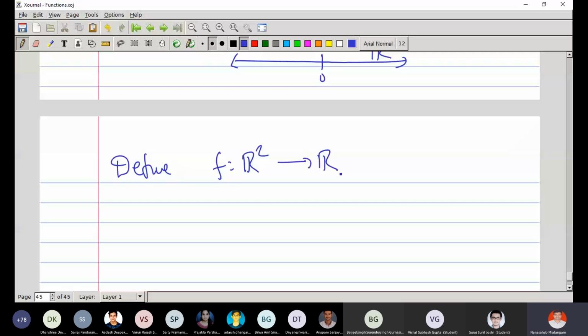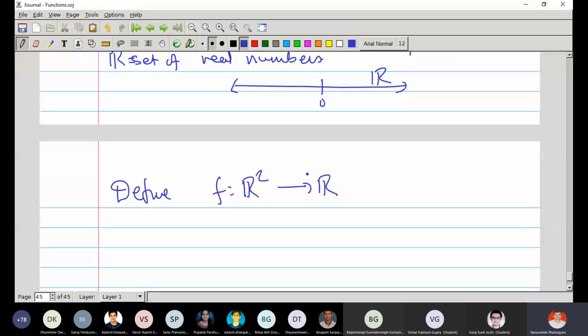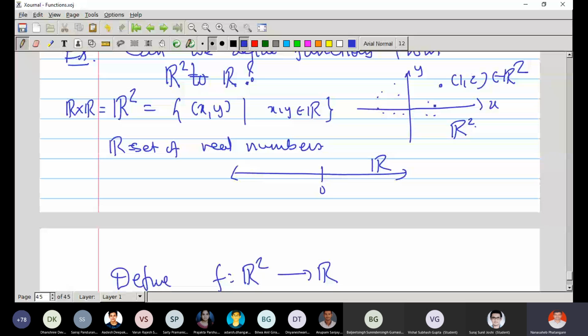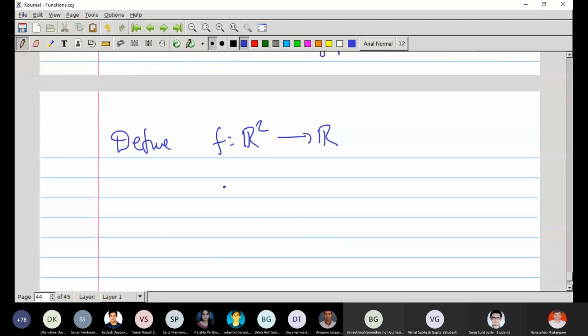Okay, can you tell me some function from R2 to R? Use just simple knowledge. I want to map points, elements in the plane, to some real numbers. I want to map point xy to some real number. So how do I define a function from R2 to R? What are the elements in R2? Pairs xy, and each is mapped to some real number.